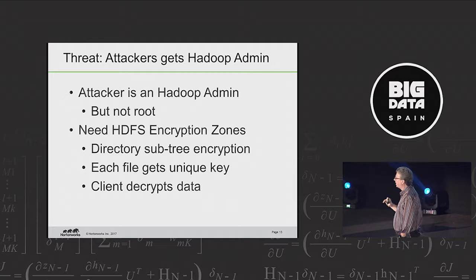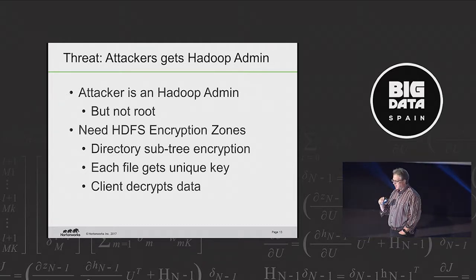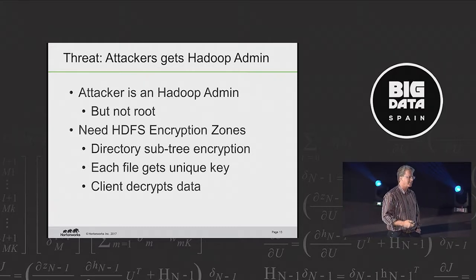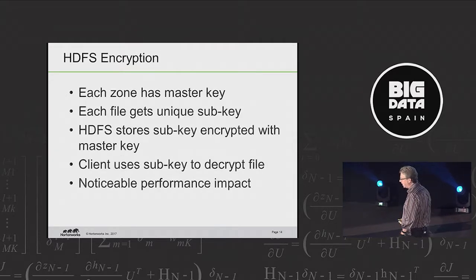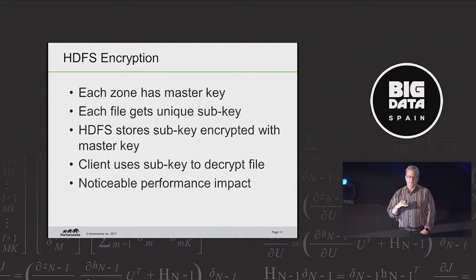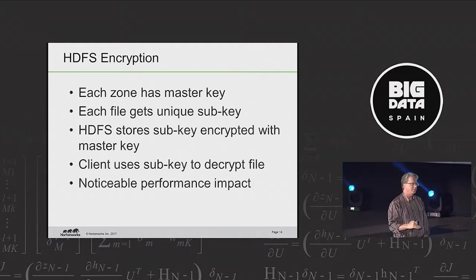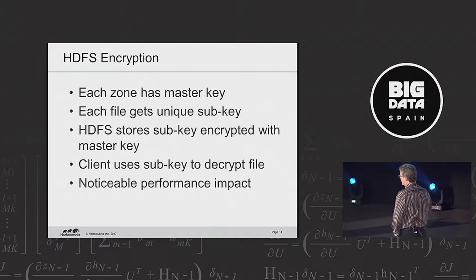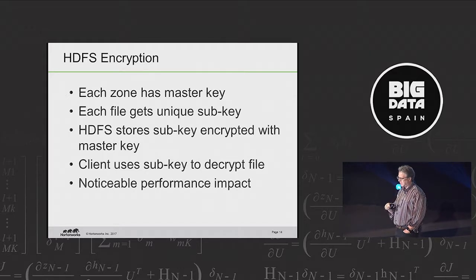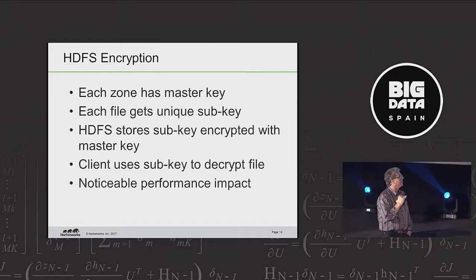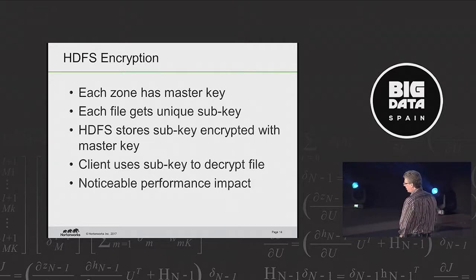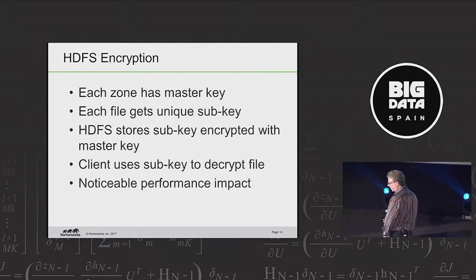And it makes sure that each file has a unique key and that the client actually does the decryption of the data. So, like I said, each directory that you've defined as an encryption zone actually gets a unique key. The user never sees the master key. The master key stays on the KMS, which is a key management server. The file gets a unique subkey, and HDFS stores that encrypted subkey and gives it out to the client when they ask to decrypt a particular file.